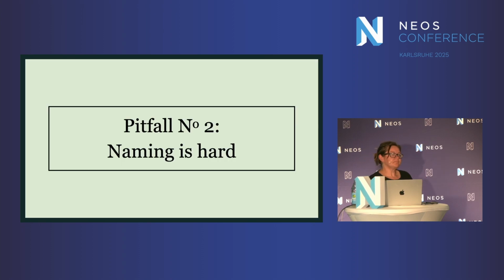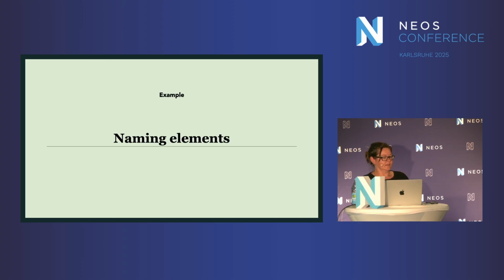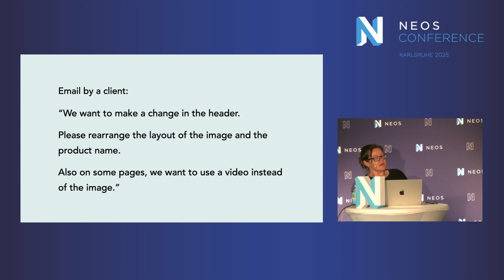Pitfall number 2, we all know it, naming is hard. Even more so when different groups of people come together. Example 1, naming elements. Imagine an email by a client. Hello, we want to make a change in the header. Please rearrange the layout of the image and the product name. Also, on some pages, we want to use a video instead of an image.